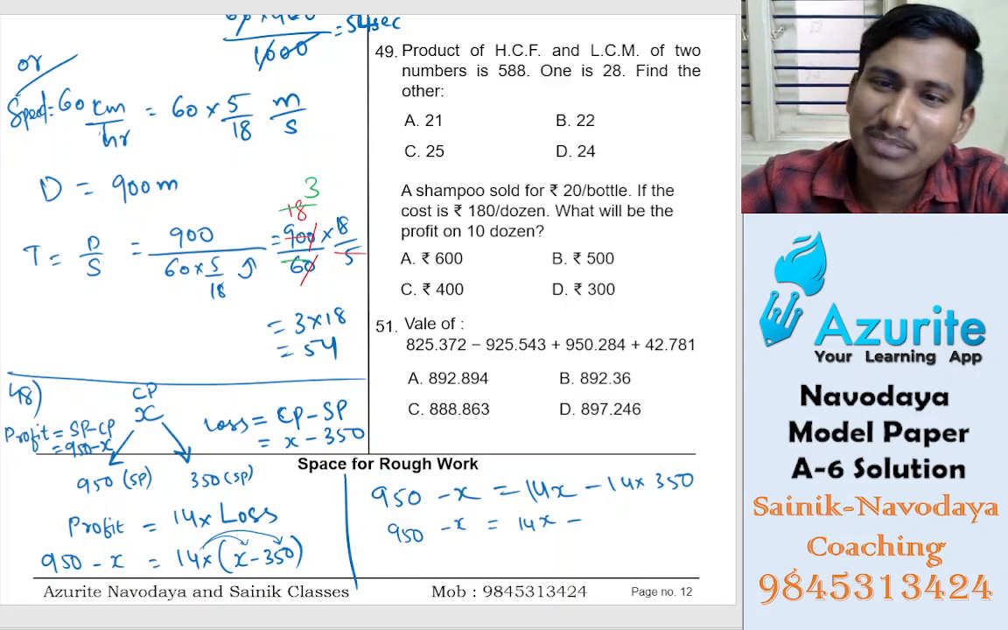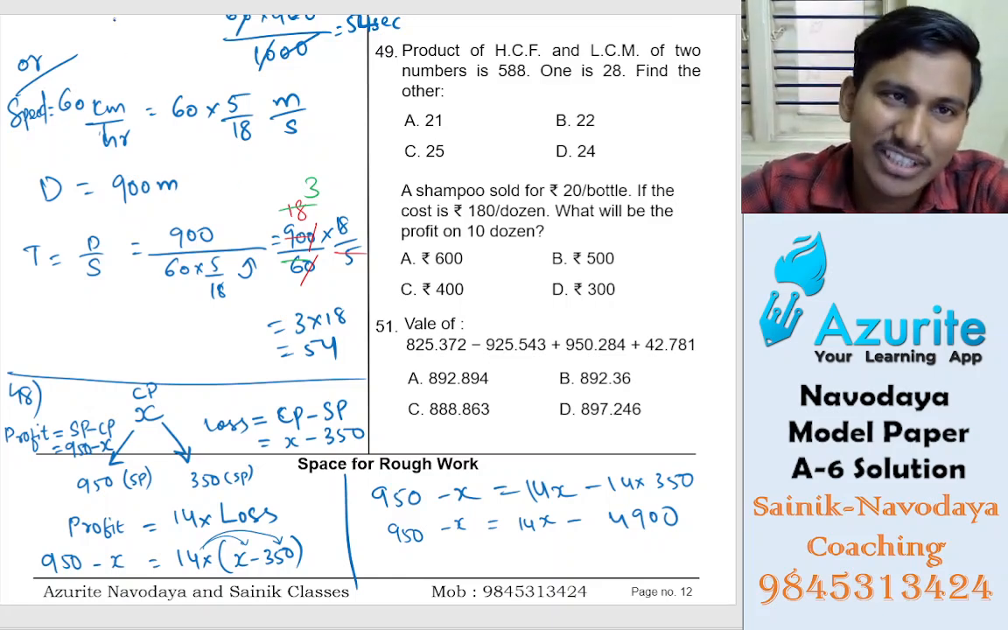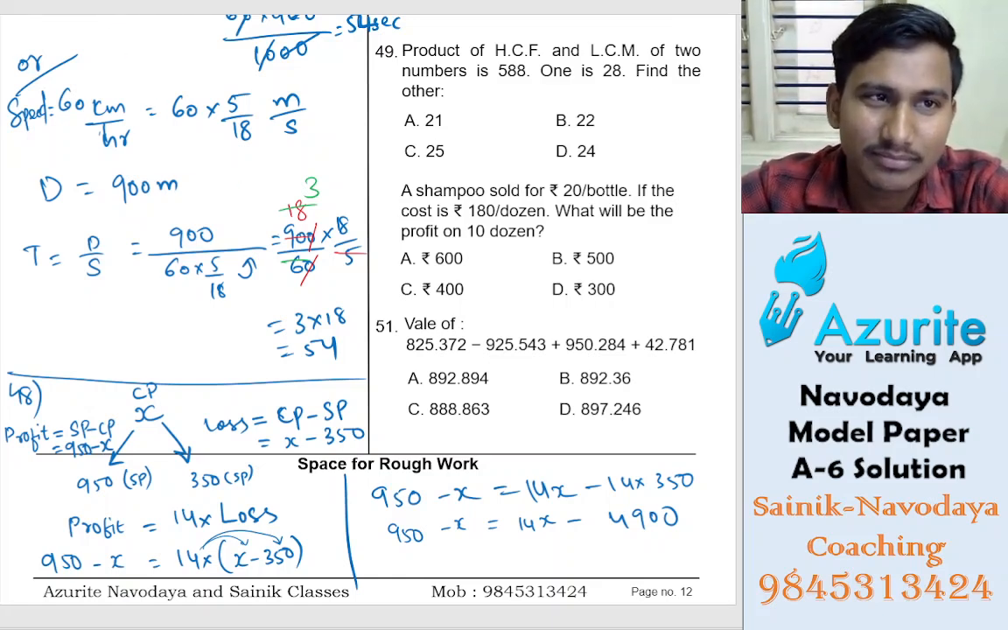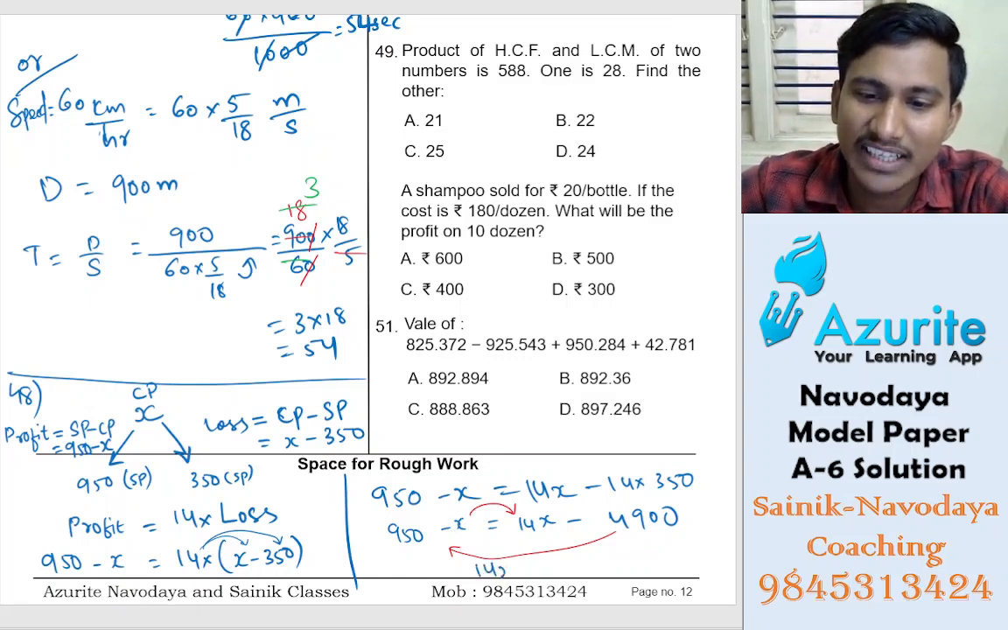So here it will be 4900. Now you have to separate x. If you separate x, this x you take that side and this you take that side. So it will be how much? 14 minus x will become 14x plus x, and this side if you take minus, that will be add 950 plus 4900. So if you add them and divide with 15, x will be, so add it, it will be how much?